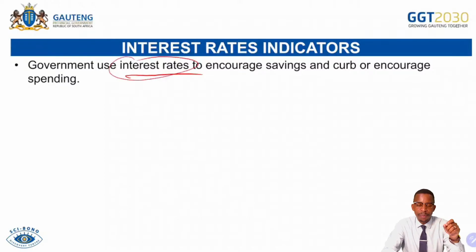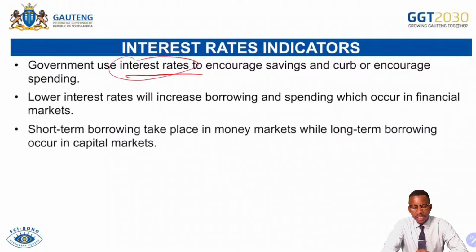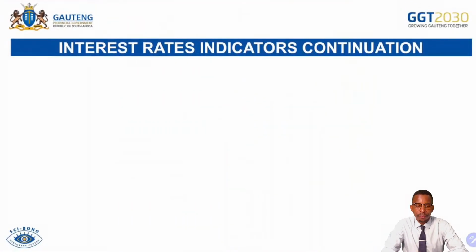To encourage the spending, the government can intervene, or the Reserve Bank can intervene by doing what? By lowering the repo rate so that there will be more credit creation and spending. Lower interest rate will increase borrowings and spending, which occurs in financial markets. Remember, everything about this will occur in financial markets. And then short-term borrowings take place in money markets, while long-term borrowings take place in the capital market. Remember that one, in our markets in the circular flow.